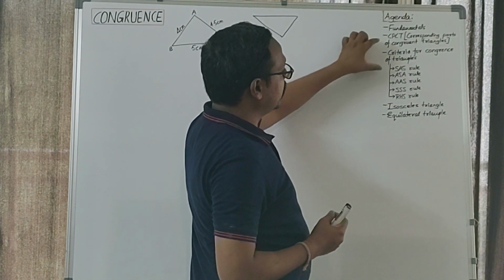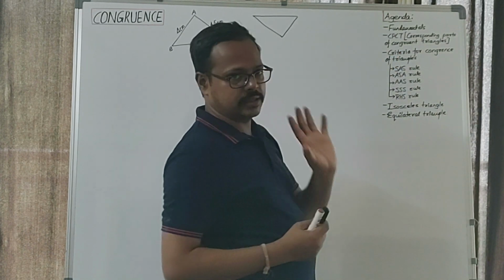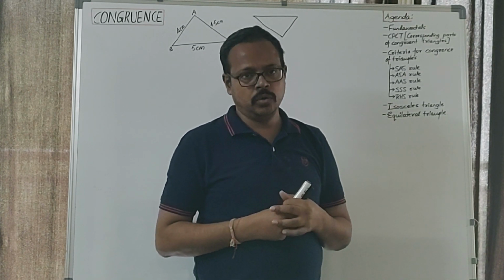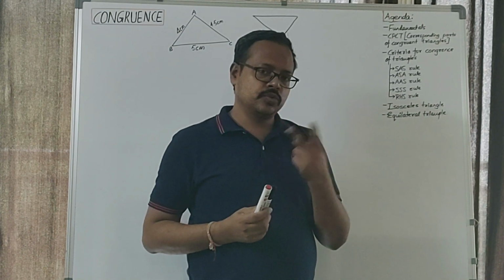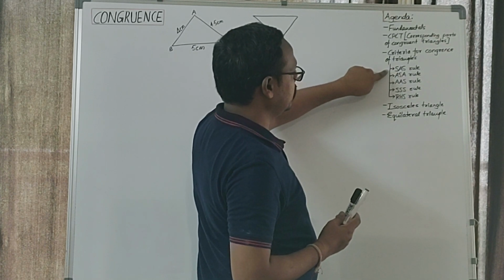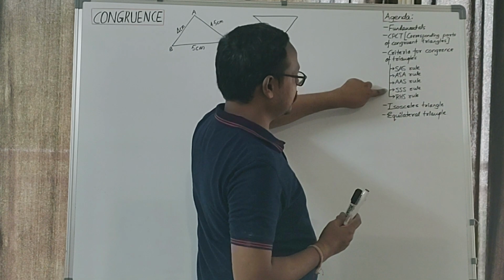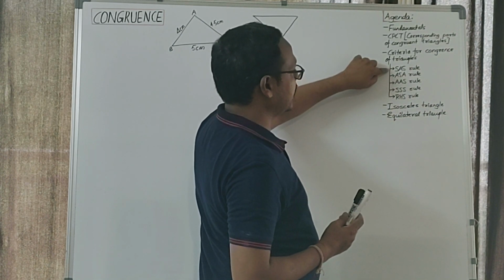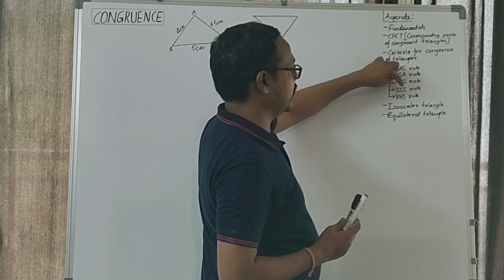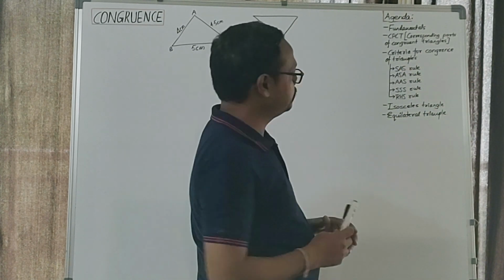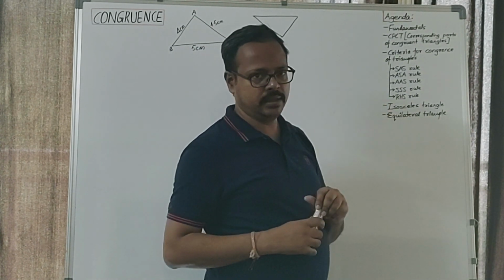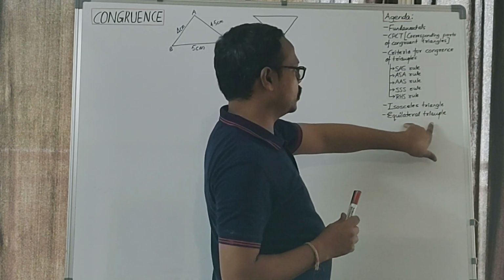Then we will go through criteria for congruence of triangles. So how many rules are there to prove the congruence between two triangles? There are 5 rules: SAS rule, ASA rule, AAS rule, SSS rule, RHS rule. SAS is side angle side, ASA is angle side angle, AAS is angle angle side, SSS is side side side, RHS is right angle hypotenuse side. Then we will explore a few things about isosceles triangles, and if time permits, we will discuss something about equilateral triangles as well.